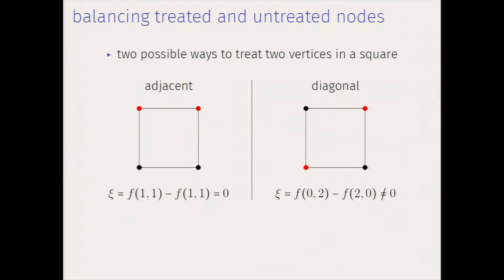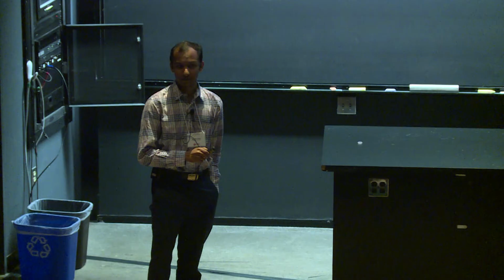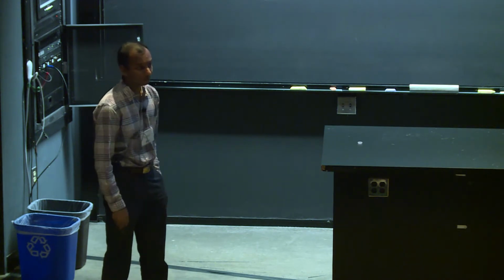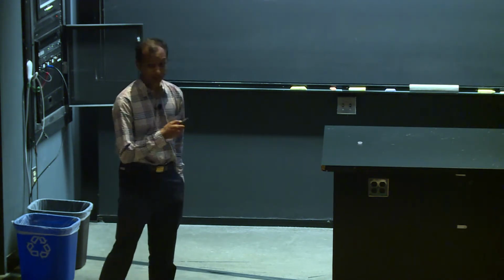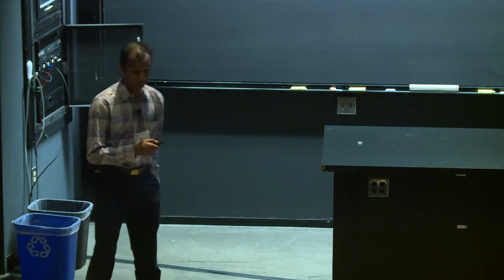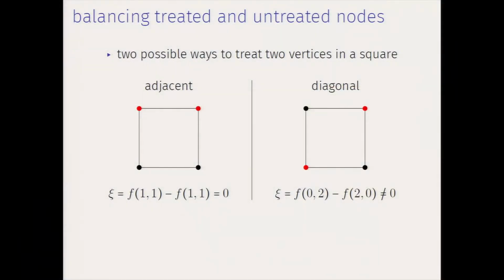Here's why. If you treat 2 adjacent vertices, say the red nodes are the treated ones, then every vertex neighbors 1 treated node and 1 untreated node. For example, the top left node has a treated and an untreated neighbor. So all nodes experience the same interference effect, namely f of 1, 1. In particular, this means that the interference effects on treated and untreated nodes cancel. So f of 1, 1 is both the average interference effect experienced by treated nodes and the average interference effect experienced by untreated nodes. So this net interference effect is 0.